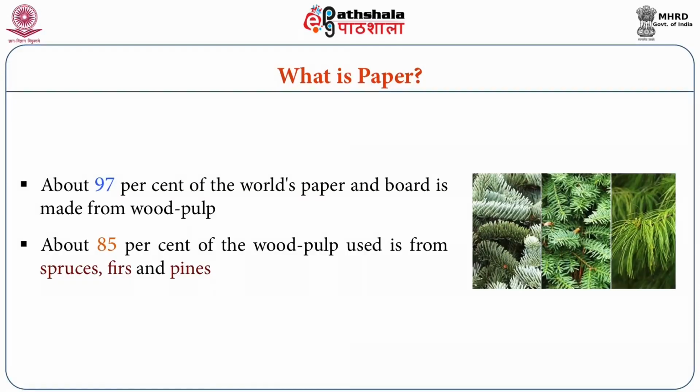In this slide, we will learn about what paper is. Paper is made from wood fibers, and around 97% of paper produced today is made from wood fibers, and around 85% of the wood fibers are acquired from softwood like spruce, birch, and pines. But paper can also be manufactured from recycled materials like old newspapers and old paper. They can also be utilized and made into paper again by recycling.